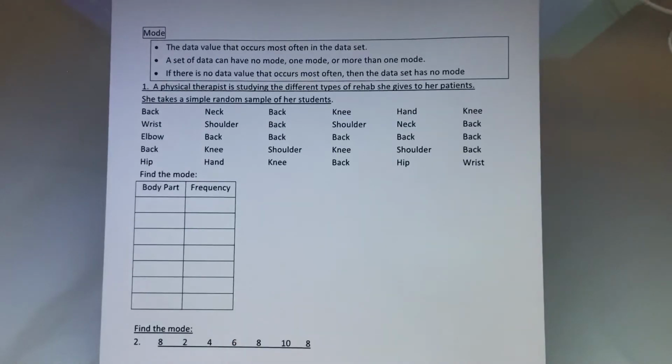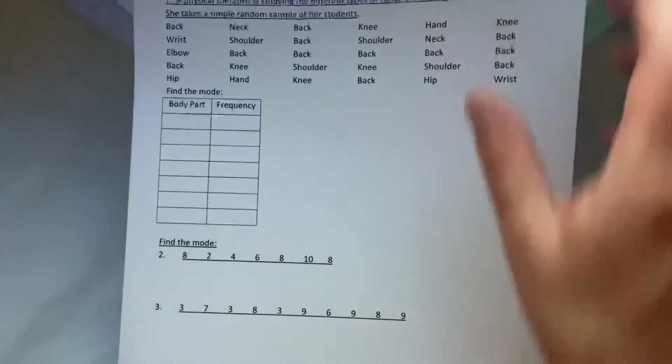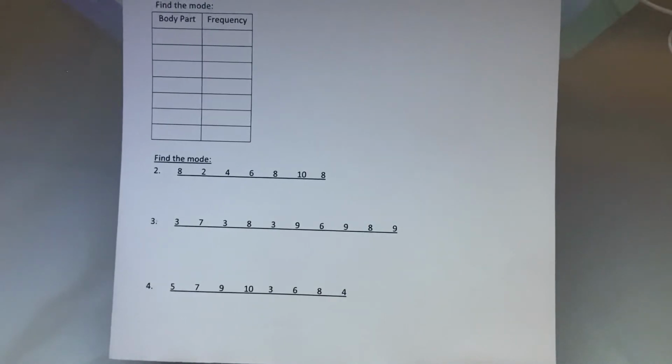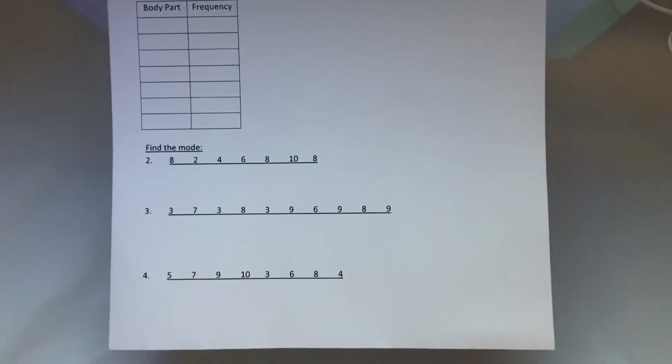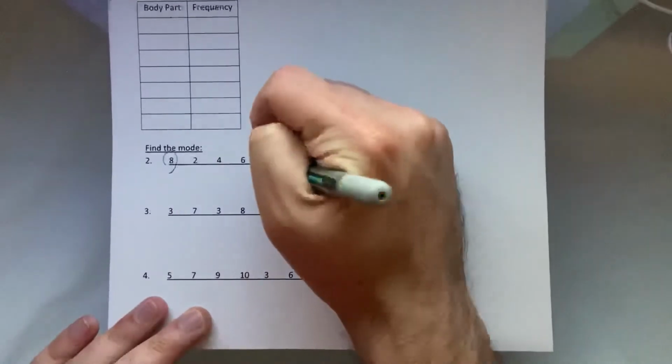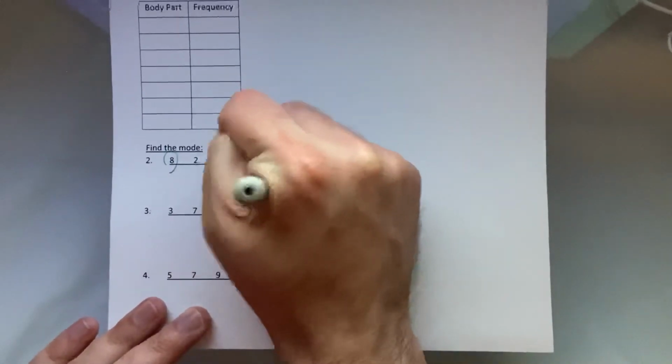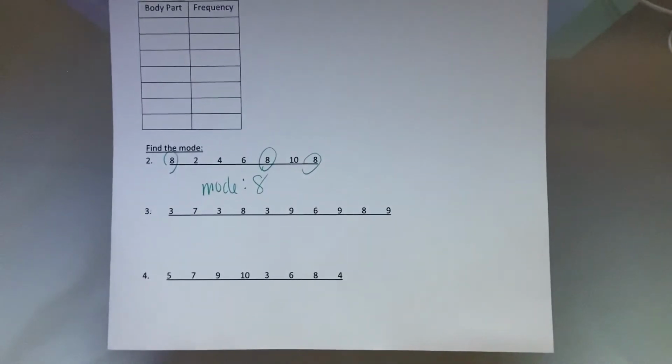So let's just find the mode of these numbers at the bottom. So we have 8, 2, 4, 6, 8, 10, and 8. Ask yourself which one showed up the most. We've got 3 8s. So the mode is 8. You don't care if something shows up twice. Once 8 shows up 3 times, unless something else shows up 3 times or more, 8 is the mode.